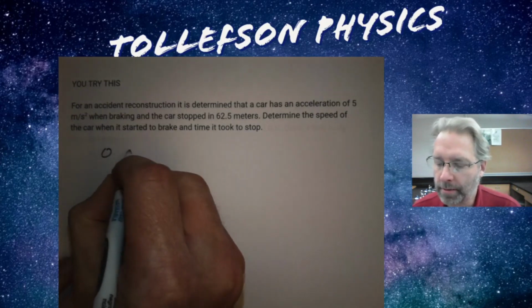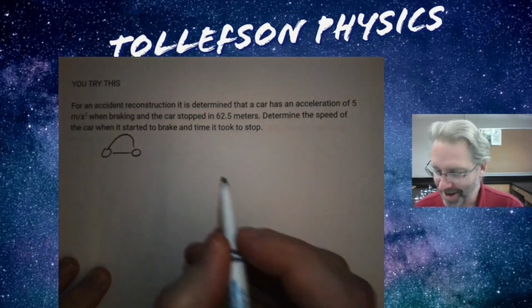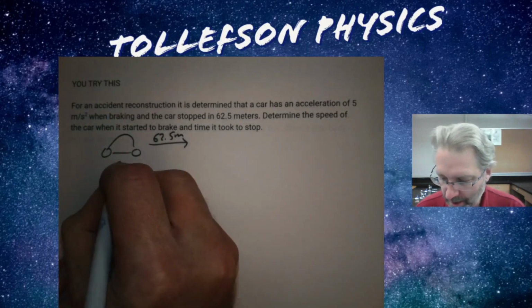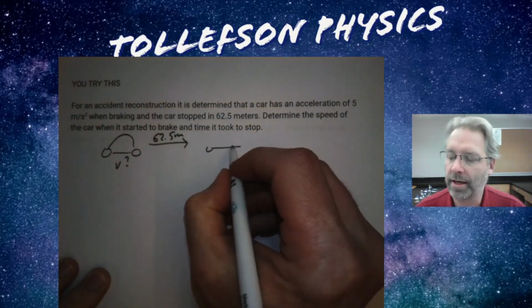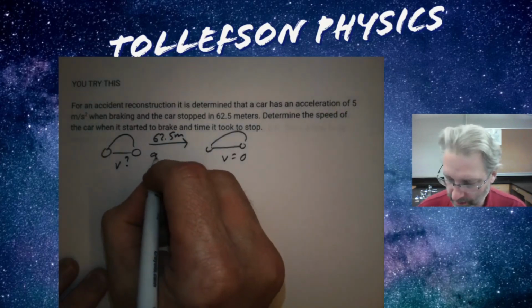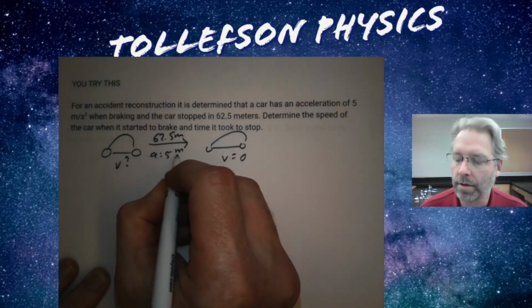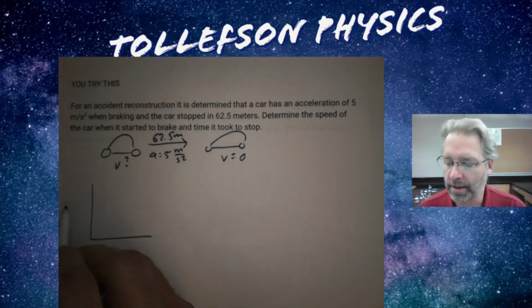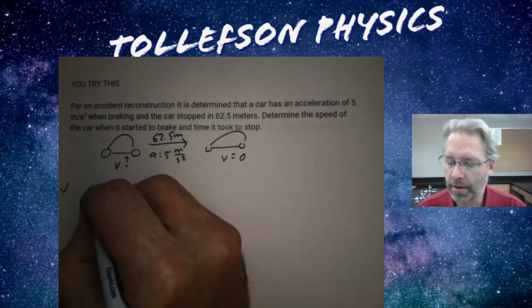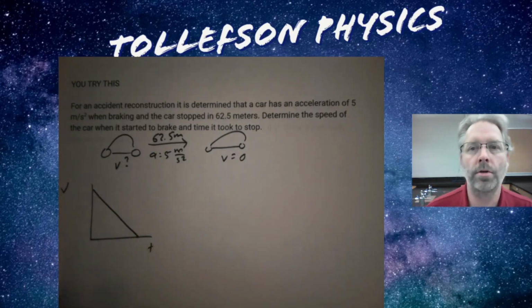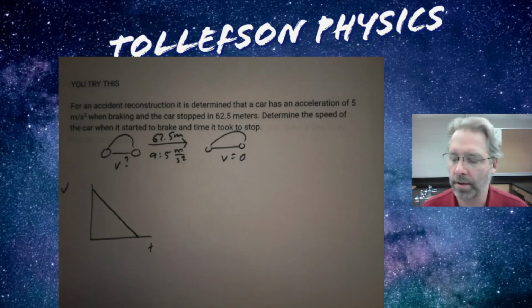Basically, my crude drawing: we've got this car, it's going to skid 62.5 meters. We don't know what the starting velocity is. It gets to the end, it's not moving, and we know the acceleration is 5 meters per second squared. So let's go to our handy dandy velocity time graph. This time it's something that's slowing down, so we're going to assume uniform acceleration and draw a straight line.